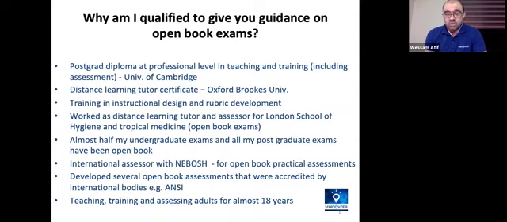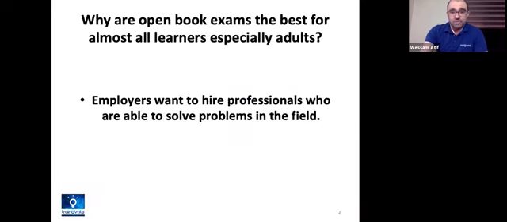I'm an international assessor with NEBOSH for open book examinations and practical assessments for IG2. I have personally developed several open book assessments that were accredited by different international bodies like the American National Standards Institute, and I've been teaching, training and assessing adults for almost 18 years now, as well as publishing research papers in peer-reviewed journals in the same field. Okay, so I hope this gives you a little bit of confidence in attending this webinar.